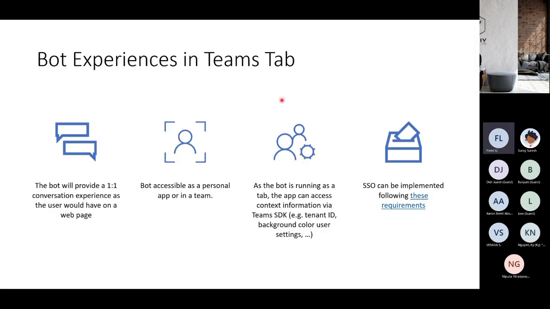So in a Teams tab, the bot experience is like a one-on-one conversation, and you can use it as a personal app or in Teams. You can also add the bot application as a tab app in a Teams channel. The app can access the context information through the Teams SDK. As I showed, it can access the configuration from Teams and display it in the tab application. If the bot wants to use single sign-on, it can also be implemented as well. We have a document to support that.